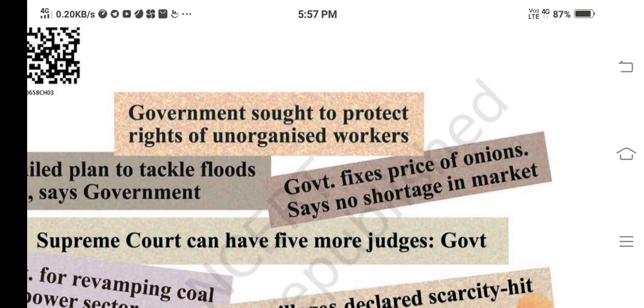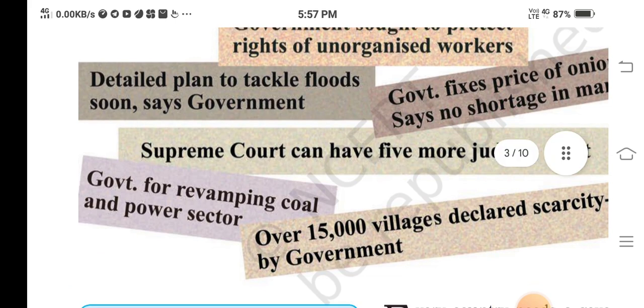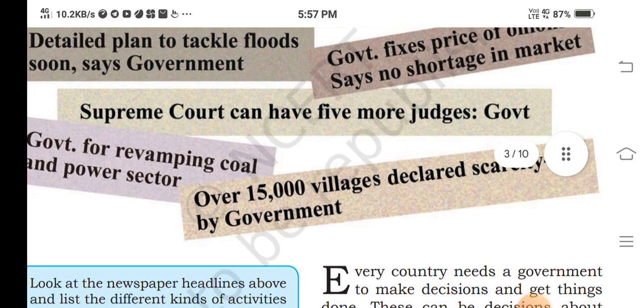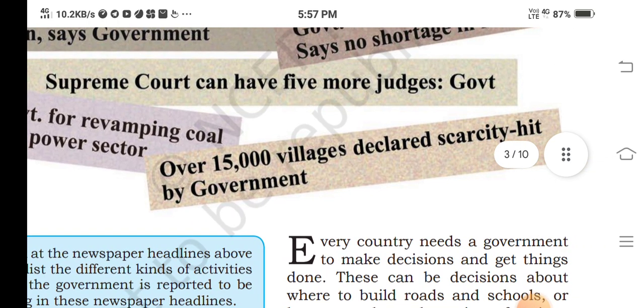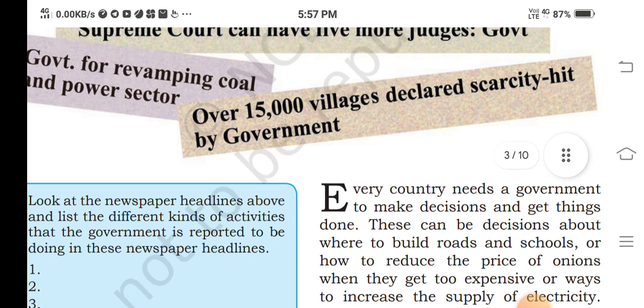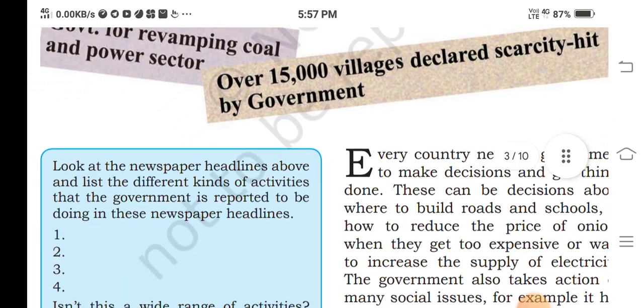Government sought to protect the rights of unorganized workers. Detailed plan to tackle flood zone, says government. Government fixed the price of onion, says no shortage in market. Supreme Court can have 5 more judges. Government for repaying gold and power sector. Over 115 villages declare securities hit by government.